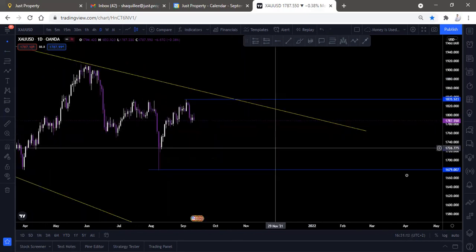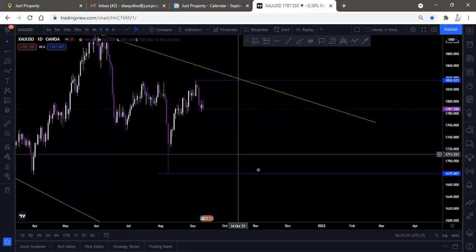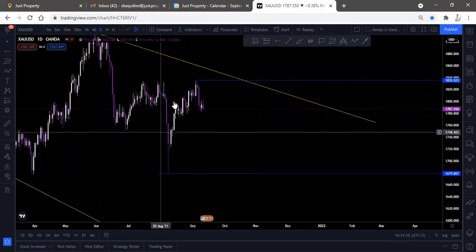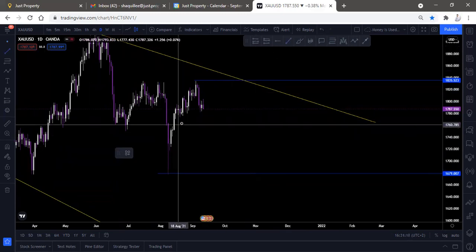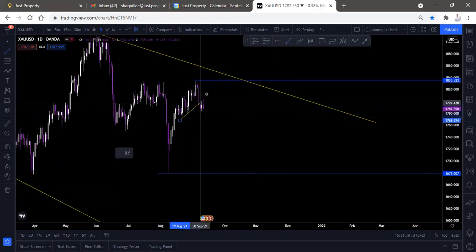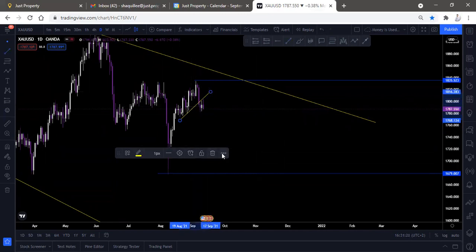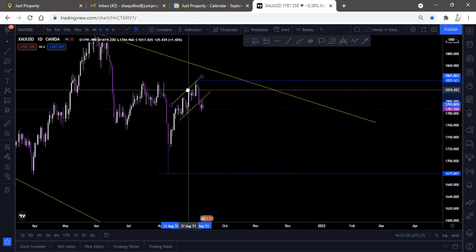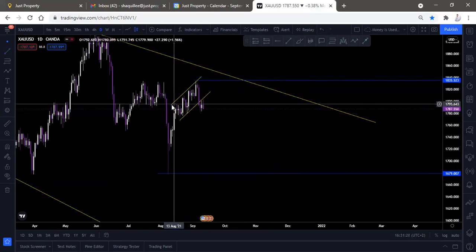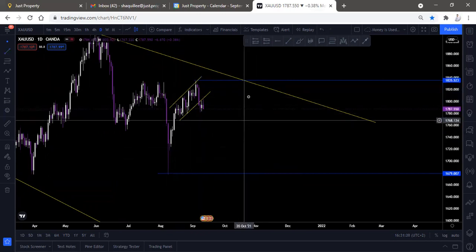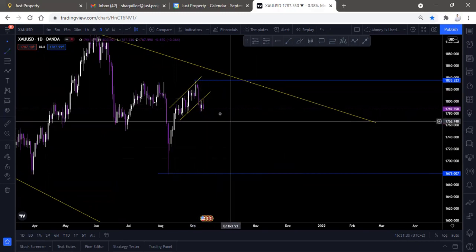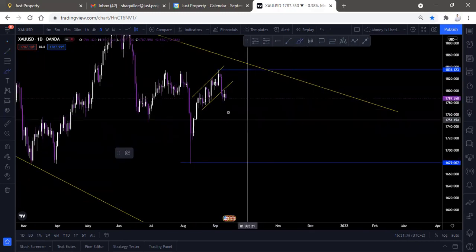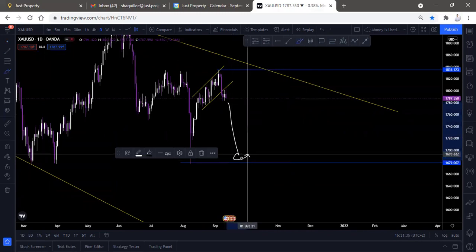So as you can see, there's a probability that we might be in over here, right? This was a channel, like we spoke about last week. This was a channel, right? And the channel has been broken, yes, it has been broken. As you can see, a nice retest. I'm anticipating more selling momentum to the downside, right?